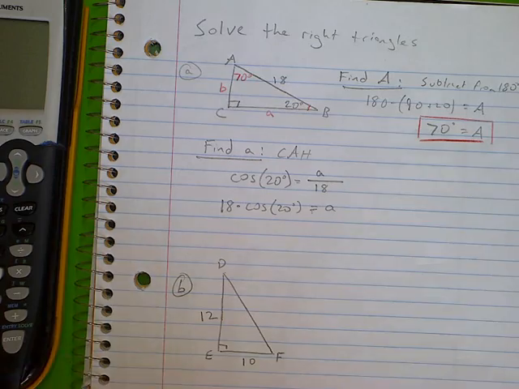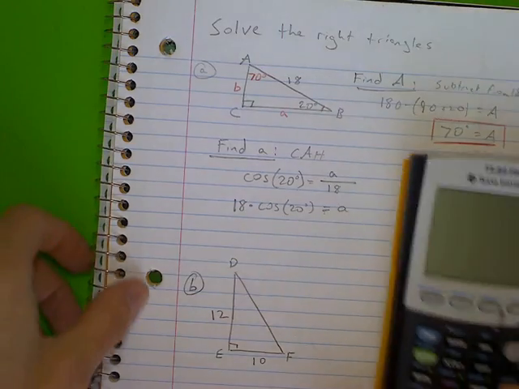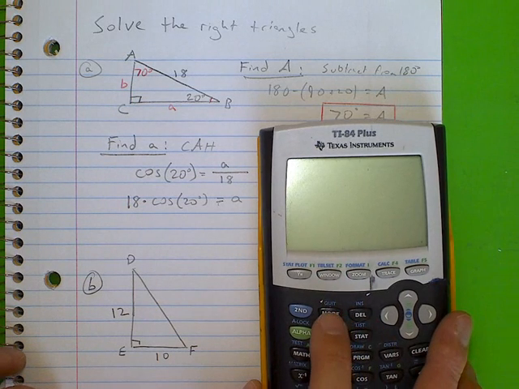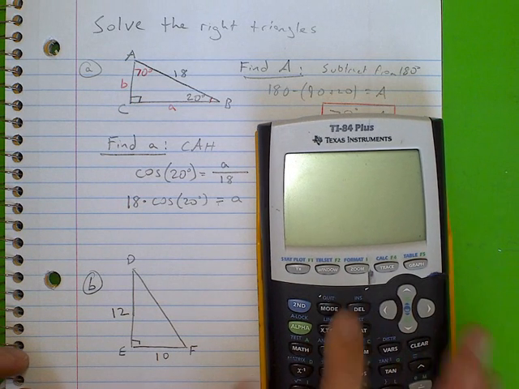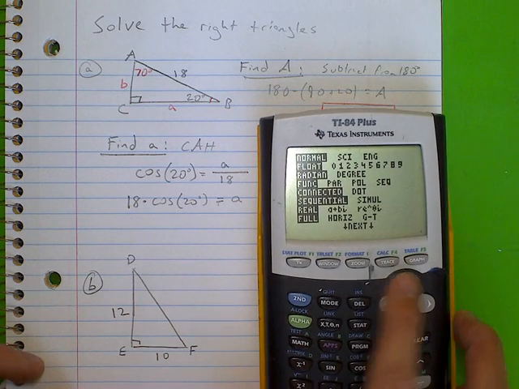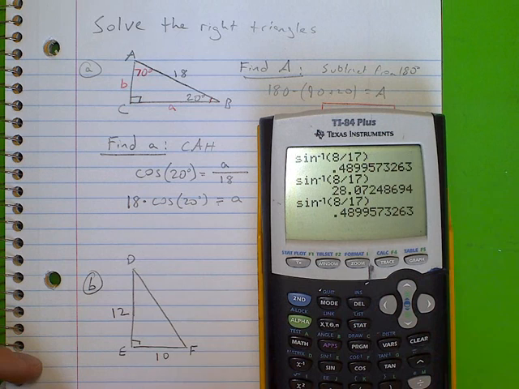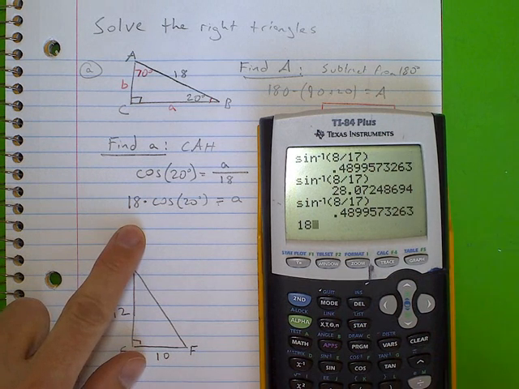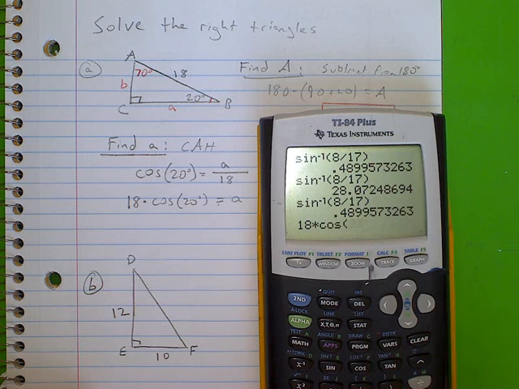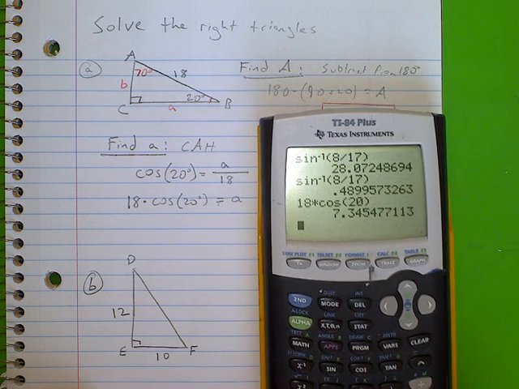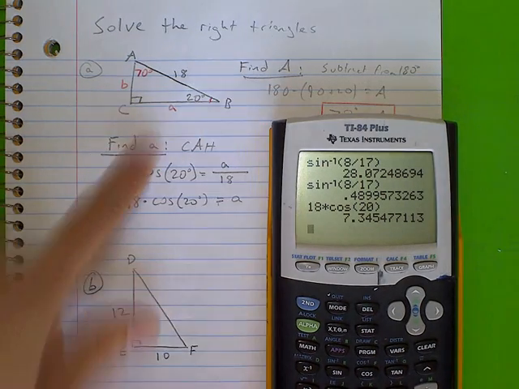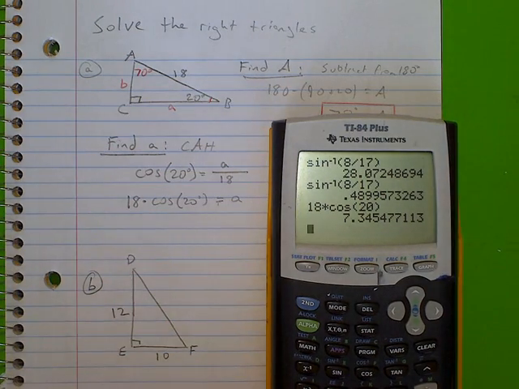And then what do I do? Before I plug it in the calculator, what would be a good thing to check? Yes, the calculator mode. It turns out mine's not in degrees, so it would give me the wrong answer. Now, real quickly, I'm going to do it with the wrong mode in there, and we'll see what my answer looks like. 7.3. Okay, that seems pretty reasonable, right? Nothing wrong with 7.3.